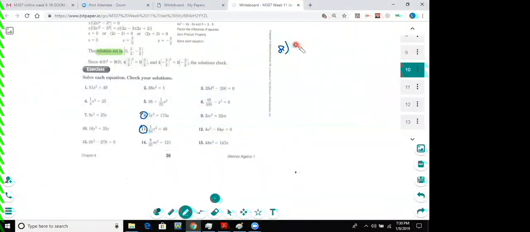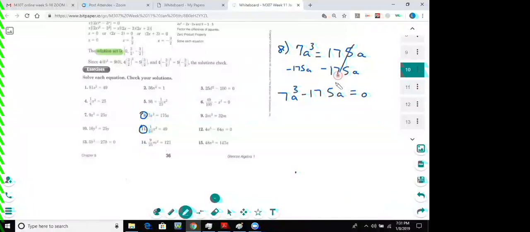I'm just going to do the first step in case anyone is stuck. So if anyone is stuck, you're going to subtract 175A from both sides.